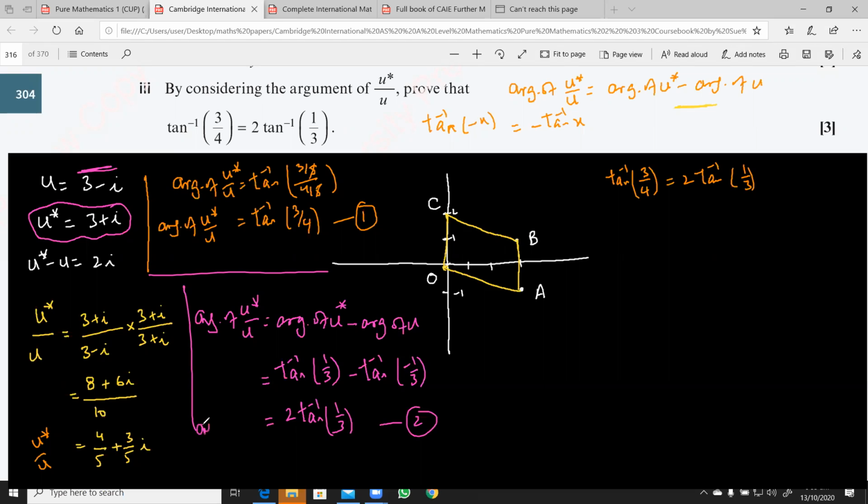That is argument of u star over u. So from 1 and 2, this has been proven that tan inverse of 3 over 4 is 2 tan inverse of 1 over 3. So that is how this polar form helps you to prove such complicated things. Okay.